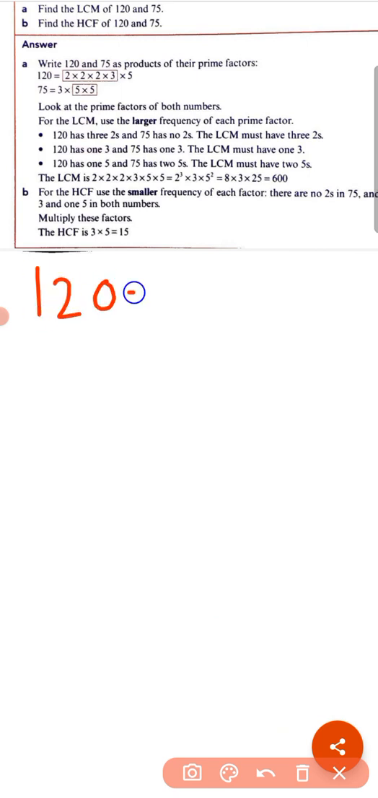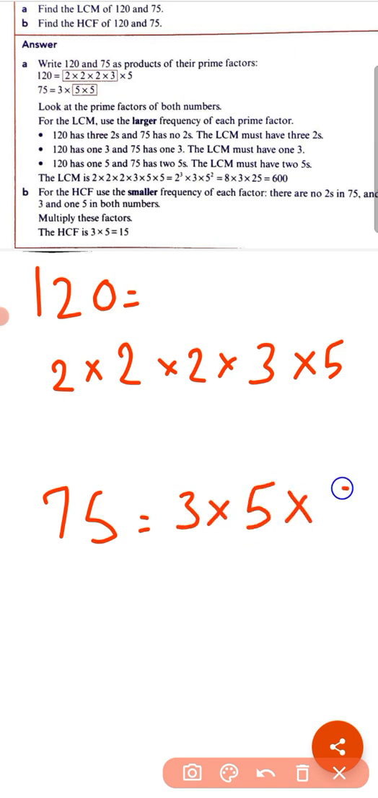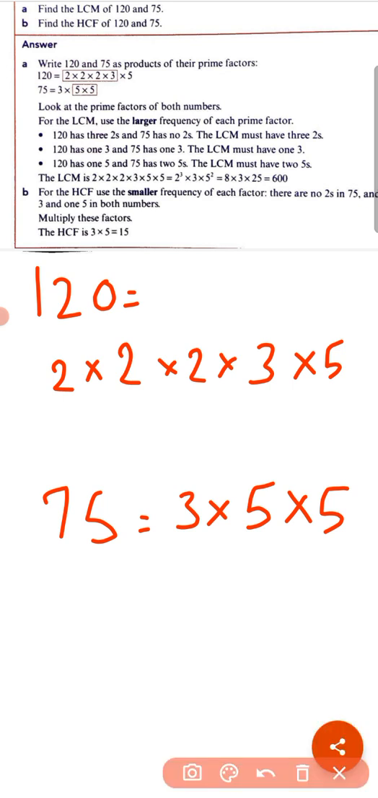120 is equal to 2 into 2 into 2 into 3 into 5, and 75 is equal to 3 into 5 into 5. Okay. Now select the common factors. Here in 120, 2 is a factor, but in 75 there is no 2, so we can't take 2.